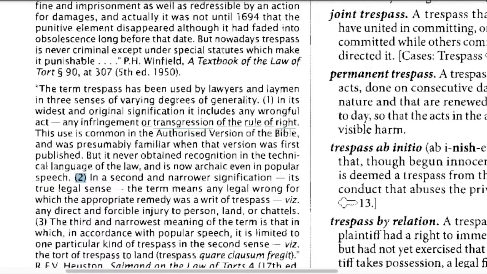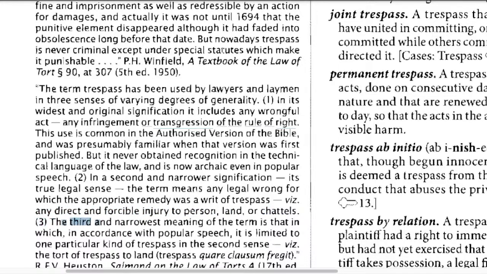All right, here's number 2 for trespass, the term. Remember, we're talking about the term. This isn't a definition. We're speaking about legal terminology. So the second use of the term is in a second and narrower signification. Its true legal sense. The term means any legal wrong for which the appropriate remedy was a writ of trespass, viz., any direct and forcible injury to person, land, or chattels.